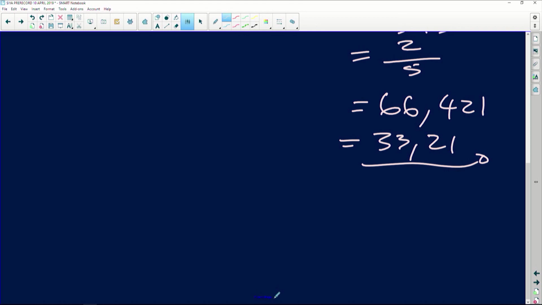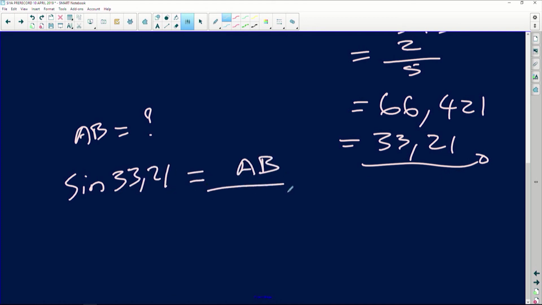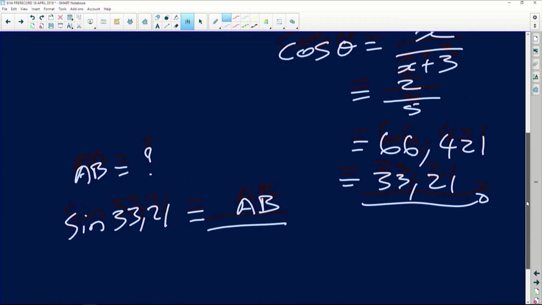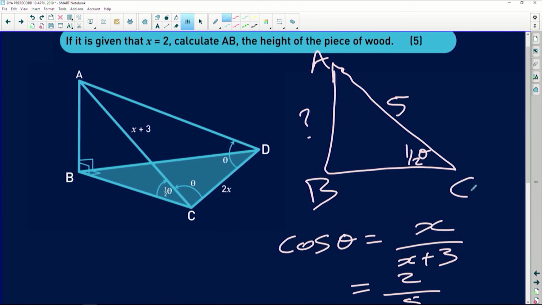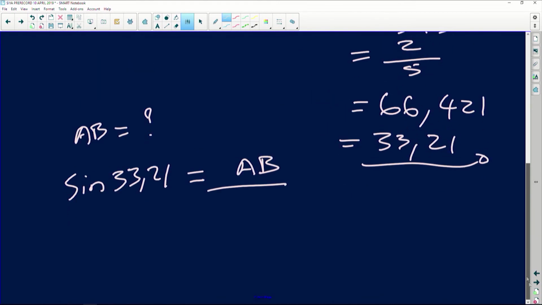Now going to the question that they want us to find, they want us to find what AB is. Now to find AB, you know that you're going to use the sine because it is opposite to the theta. So it will be sine of 33.21 is equal to AB, which we do not know, divided by, going to the diagram quickly, BC. So BC, we're not going to use BC, it's the adjacent, pardon me there. We're then going to look at AC, which is the hypotenuse side. So AC will be equal to 5.